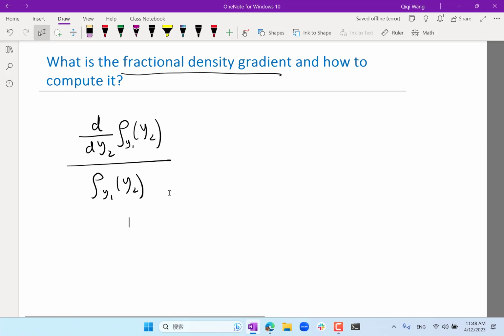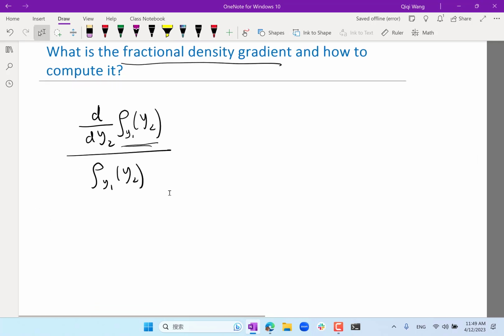So the question is, now we understand what this quantity is. We need to figure out how to compute this. And in order to figure out how to compute this, let's first figure out how the density itself evolves as the dynamical system evolves. Actually, this is the conditional density, how the conditional density evolves, right?